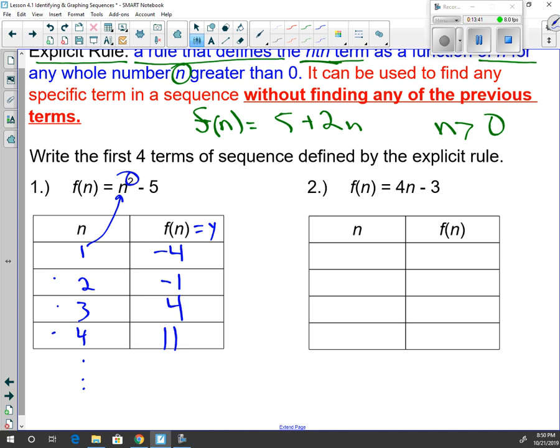Why don't you guys go ahead and try that on number 2. Go ahead and substitute in 1, 2, 3, and 4, and find out the first, second, third, and fourth terms in the next problem.